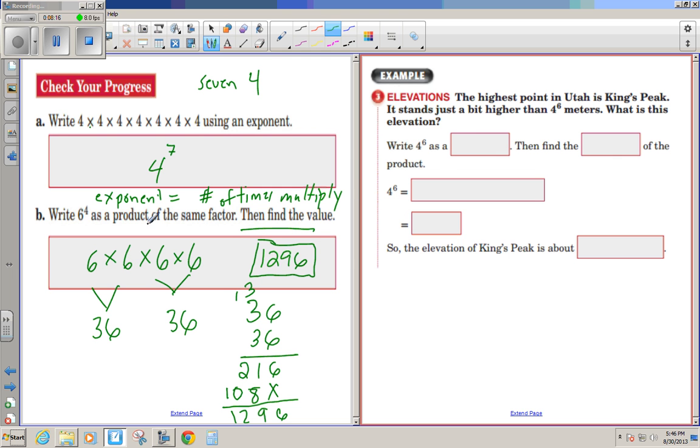So here is an example. The highest point in Utah is King Peak. It stands just a bit higher than 4 to the power of 6. So this is 4 to the 6th power. That means that there are 6 fours. So write 4 to the 6th as, how should we write it? We should write it as a product.